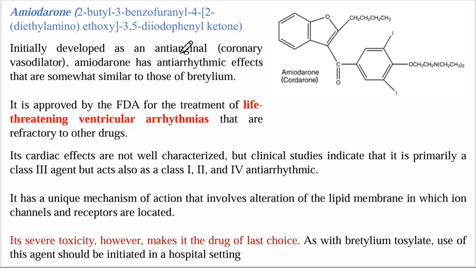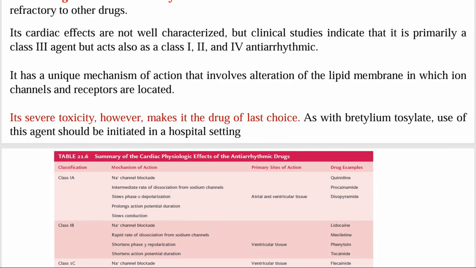Okay, so this is the structure of amiodarone, which was developed as an anti-anginal and coronary vasodilator, but it has also shown the effects of antiarrhythmic, especially in the life-threatening ventricular arrhythmias. So it is a very majorly used drug and a very useful drug. Now its severe toxicity is making the drug a last choice. So as I said, the bretylium is used as a prototype drug, which is initiated in the hospital setting.